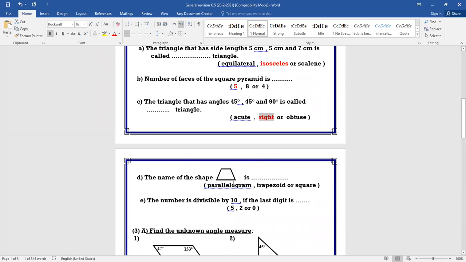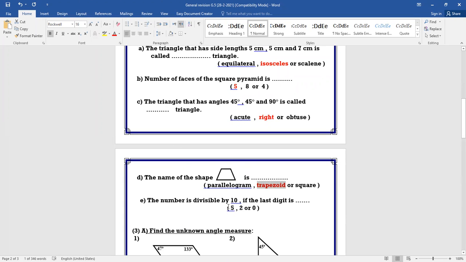Sorry? My raise hand, the thing that I click, it's not working. Okay, no problem. What is the name of this figure? Trapezoid. Okay. Thank you.